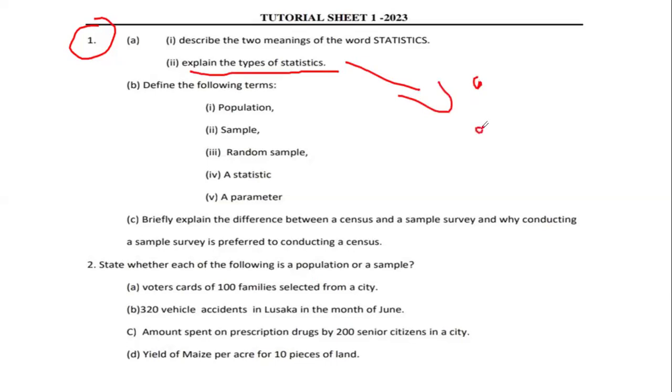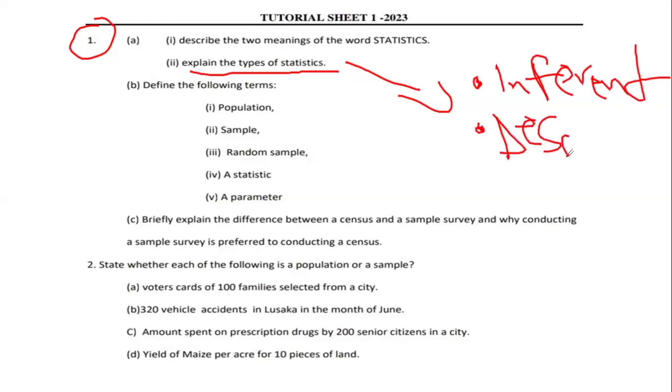Anyone to mention them? 2 types of statistics. One is what? Inferential. Okay, so we have inferential, and then the other one is what? Descriptive. Yes. So we have 2, inferential and descriptive. So you need to know how to describe or explain these 2 types of statistics. Okay, school is very easy, guys, as long as you just do what is required. It's very, very easy.